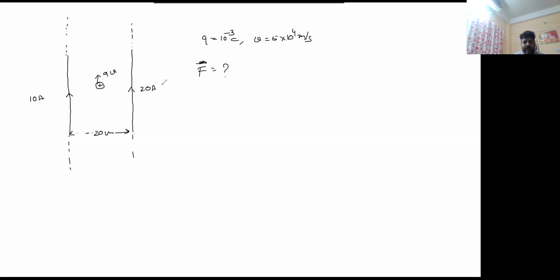हाँ, আরেকবার বলবো স্যার কোশ্চেনটা? Two parallel infinitely long wires carrying current 10 ampere and 20 ampere. ठीक है. The separation between the two wires is 20 centimeter. At the middle, a 10 to the power minus 3 coulomb positive charge is introduced with velocity 5 into 10 to the power 4 meter per second. Find the force applied on that charged particle.